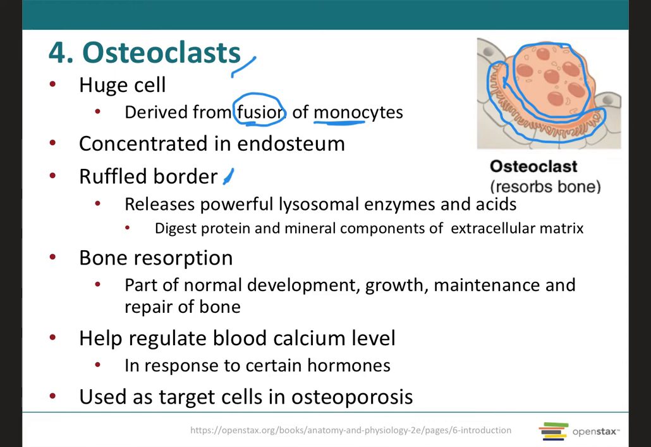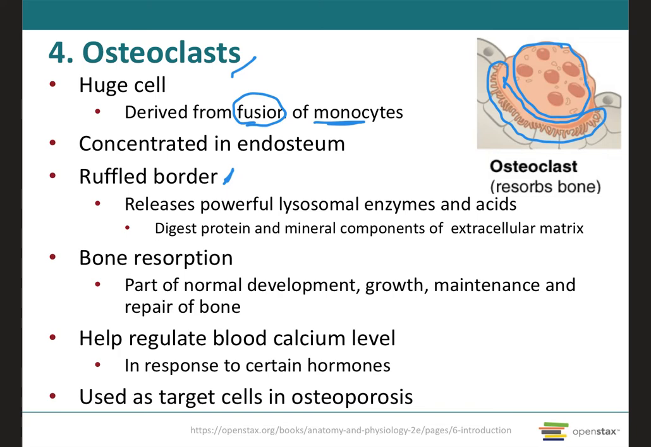The reason why they face the bone is because these cells will be releasing powerful lysosomal enzymes and even acids that will digest the protein and mineral components of the underlying extracellular matrix of the bone. This breakdown of extracellular matrix of bone is what we call bone resorption. Cells that end in clast are responsible for bone breakdown in the extracellular matrix.